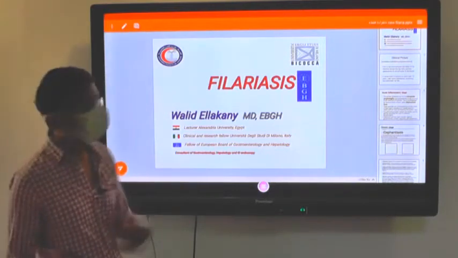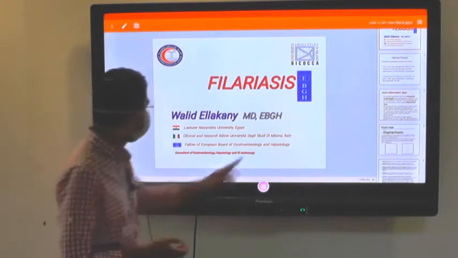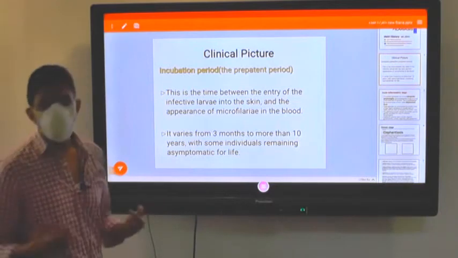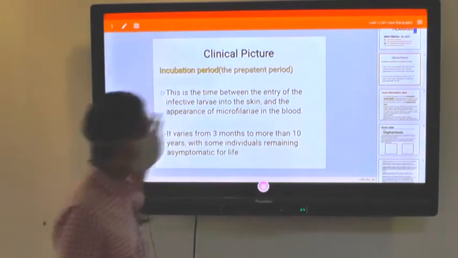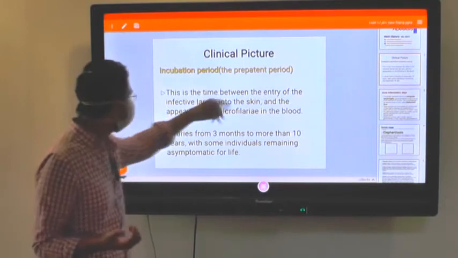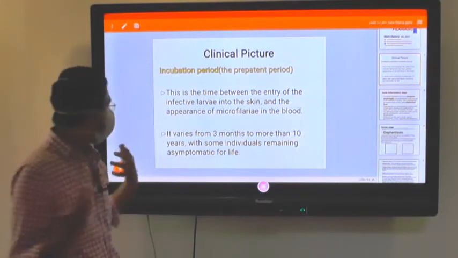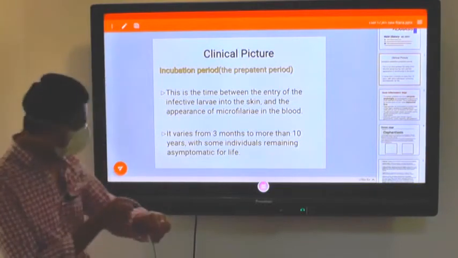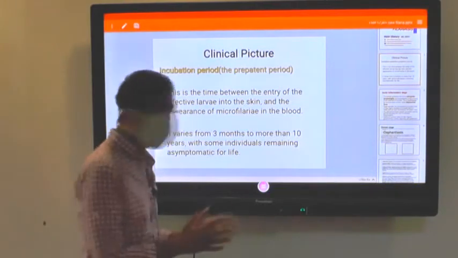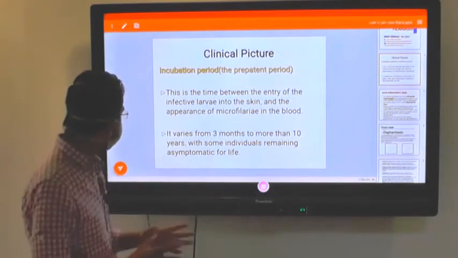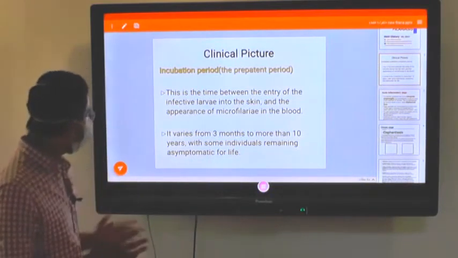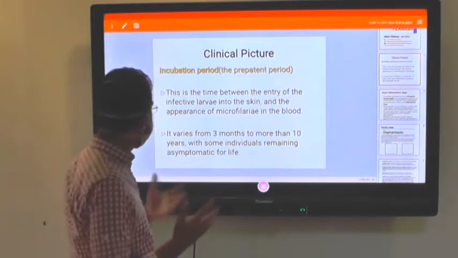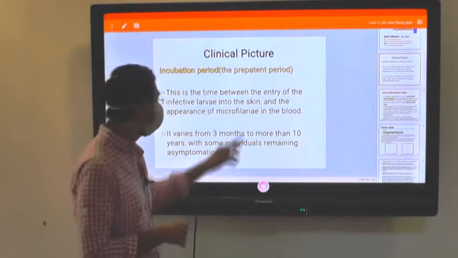Today we're going to discuss filariasis. What is the clinical picture of filariasis? I'm going to discuss the incubation period, which is actually the pre-patent period. The incubation period in filariasis is the time between the entry of the infective larvae into the skin and the appearance of microfilariae in the blood. It varies from 3 months to more than 10 years, with some individuals remaining asymptomatic for life.